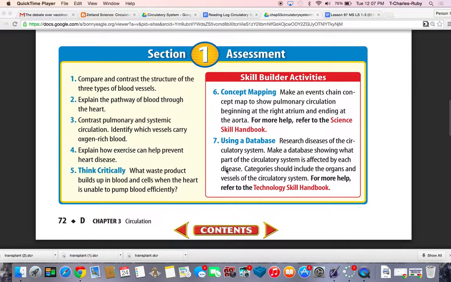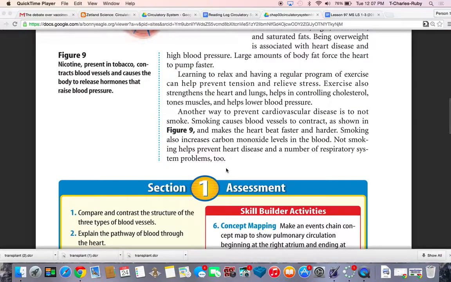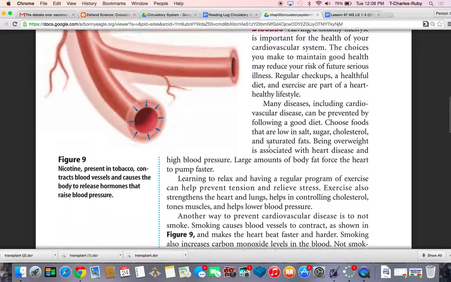Number 4, explain how exercise can help prevent heart disease and makes your heart and lungs stronger. Number 5, think critically: what waste products build up in the blood and cells when the heart is unable to pump efficiently? You'll find that answer right in this section around Figure 9.